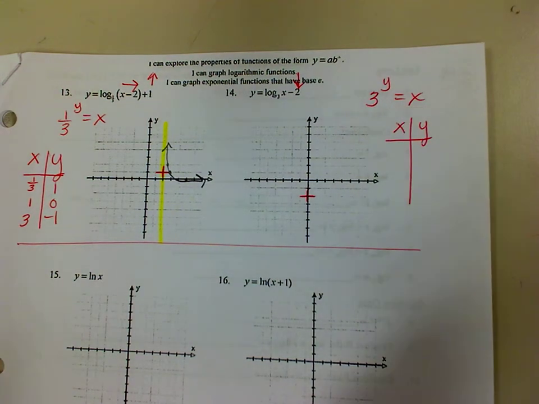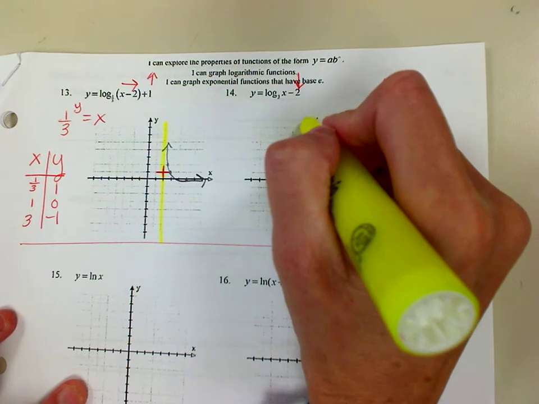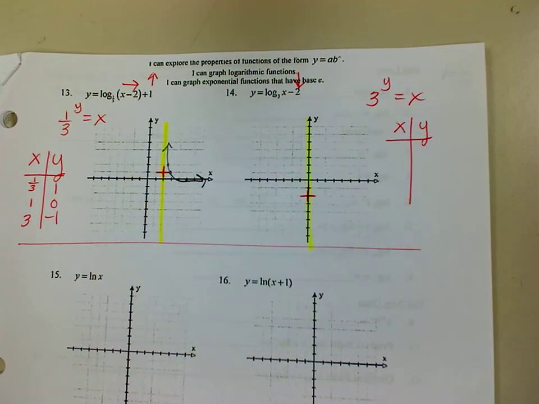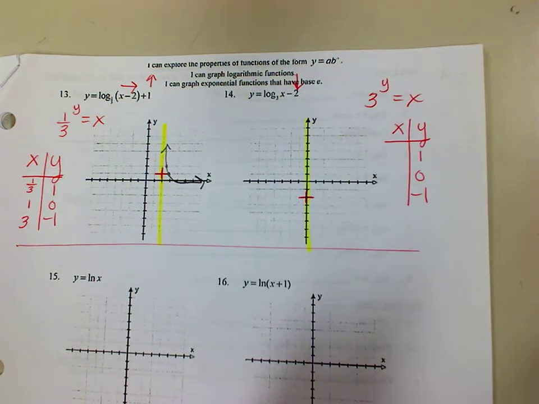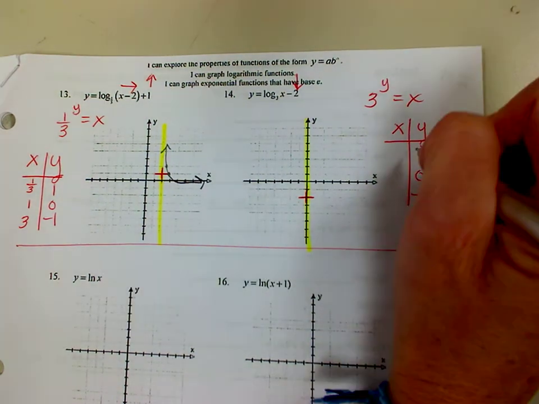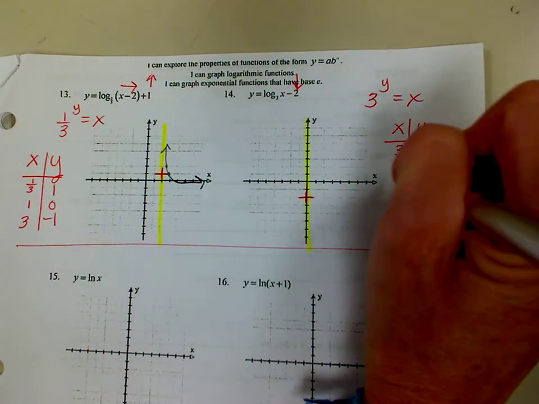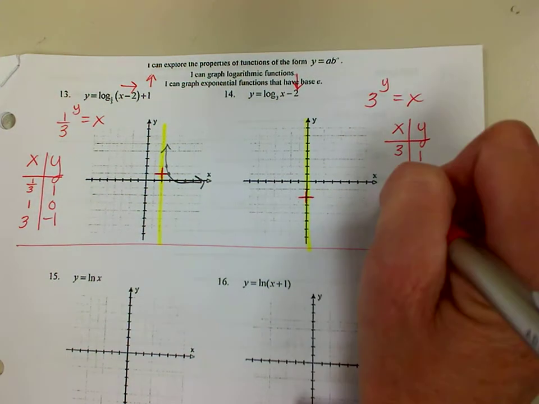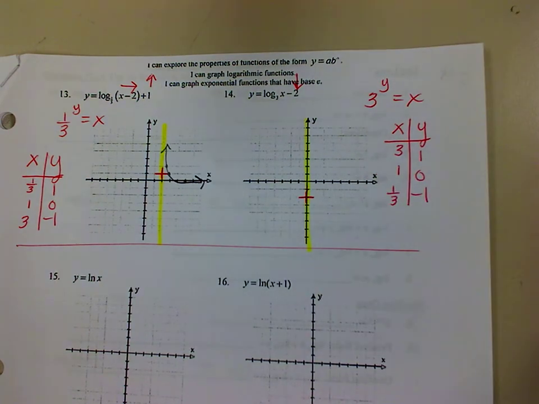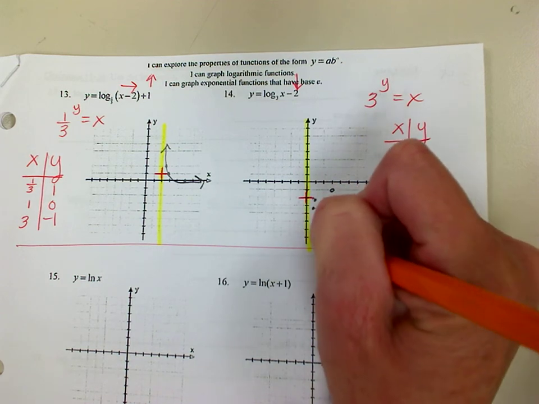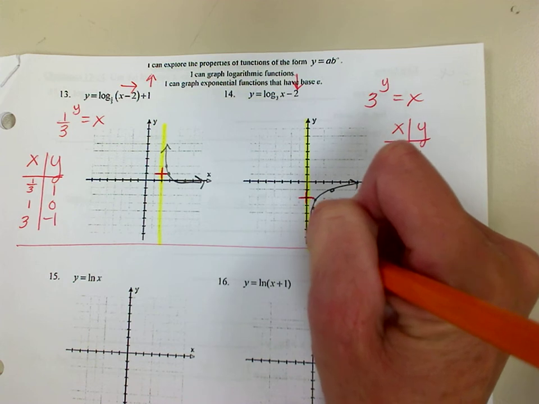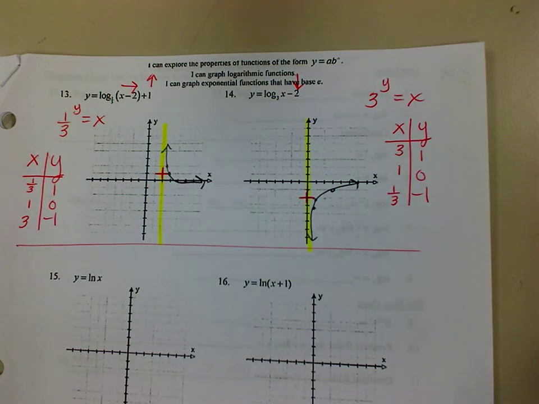Since y is the exponent, I cannot cross the y-axis. Also, since y is the exponent, that's where 1, 0, -1 is going to go. Next to 1 is the base, next to 0 is 1, next to -1 is the reciprocal. And now I'm just going to plot those points. And I cannot cross that yellow line, so it looks something like that. Okay, those are all logs.